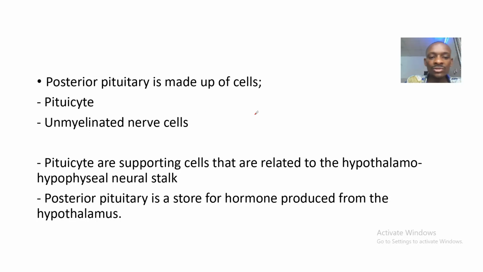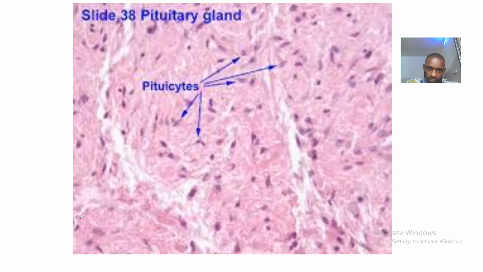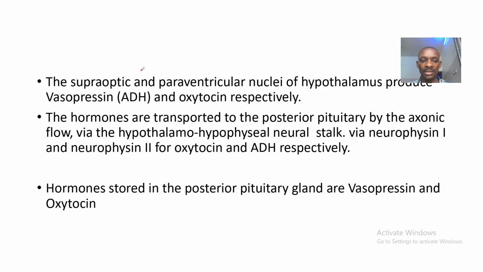So the posterior pituitary is made up of pituicytes and unmyelinated cells. The pituicytes are supporting cells that are related to the hypothalamo-hypophyseal neural stalk. The posterior pituitary is a store for hormones produced from the hypothalamus. The posterior pituitary gland does not produce hormones of its own, it only stores them, all right? This is a histologic slide showing the pituicytes of the pituitary gland.